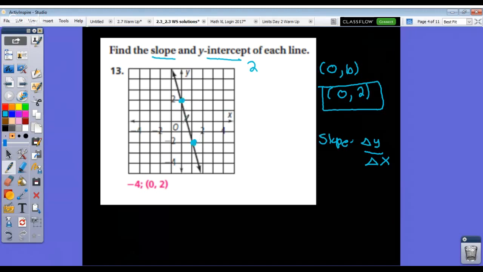And then I'm going to count squares. So to get from one point to the other, I went down 1, 2, 3, 4. I'm going to write -4. The x value was right 1, so I'm going to use a positive 1. -4 divided by 1 is just -4, so the slope is -4, and again the y-intercept is (0, 2).